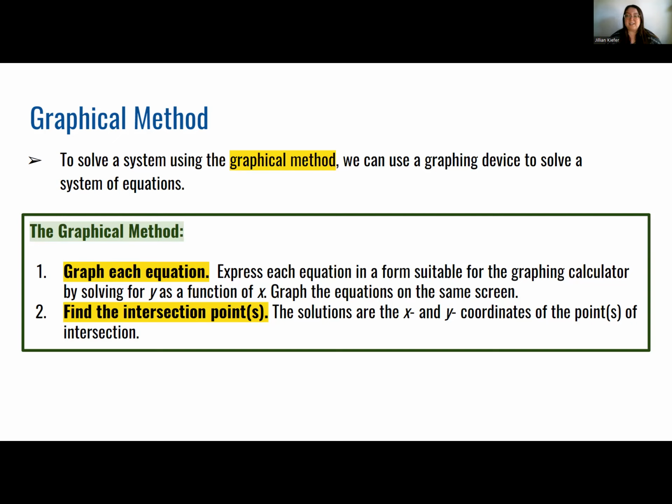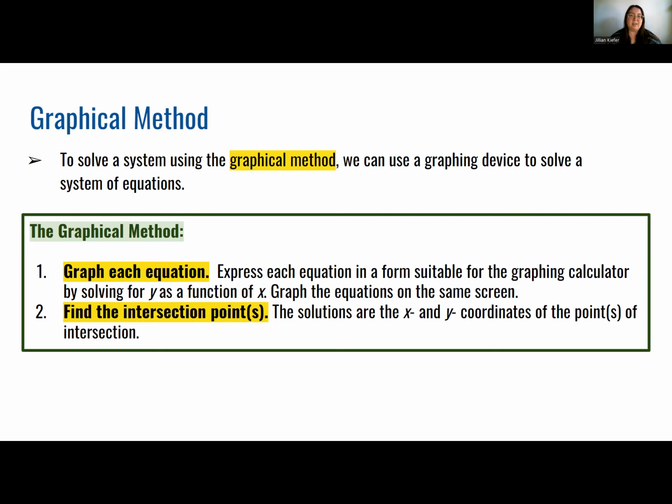So, you can have a graphing calculator on an exam, which is why it's helpful to have that. All right, so the graphical method, we have step 1, graph each equation. So, you'll take your equations. The one thing, though, is that you do want to express your equation in a form that is suitable for the graphing calculator you're using.